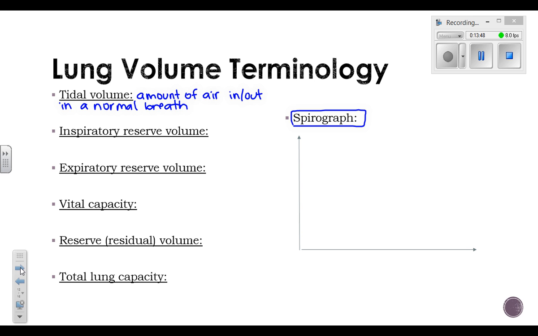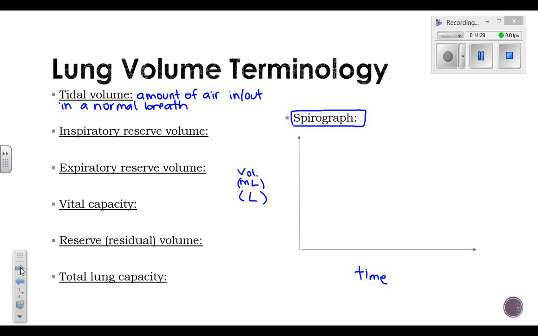On a spirograph, what we'll have typically is a volume, usually in milliliters. It could also be in liters over on the side. And then we'll have time along the bottom. Now I'm going to try to put some values that are fairly realistic here, but keep in mind this would just be a really, really loose average. It really depends on the age of the person, the size of the person, the fitness of a person, the health of a person. There are a ton of factors that would change these values.